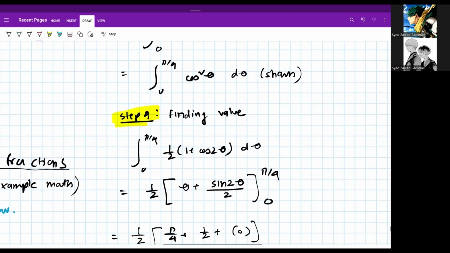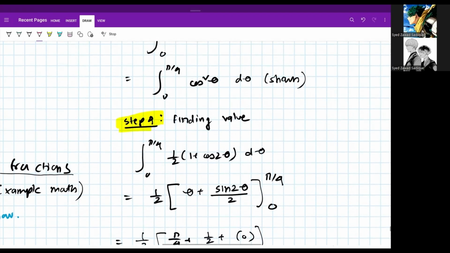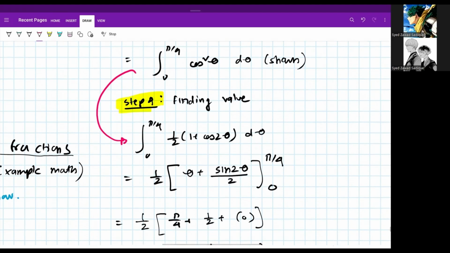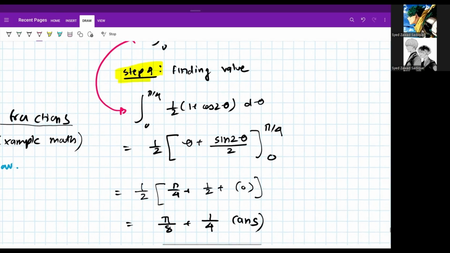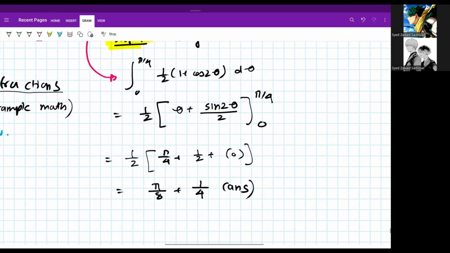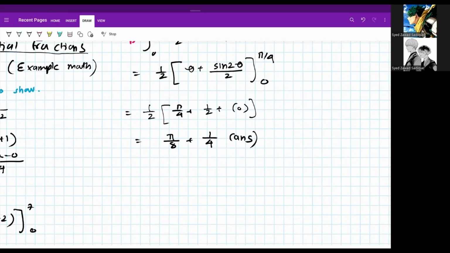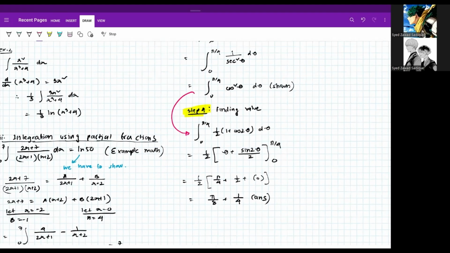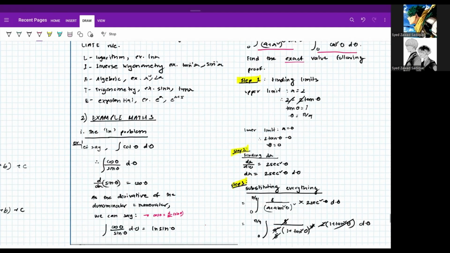Now finding the exact value. We know that cos squared theta can be written as half times 1 plus cos 2 theta. Taking half common and integrating it, 1 becomes theta and cos 2 theta becomes sine 2 theta by 2. Then we insert the values to get pi by 8 plus 1 by 4. So this is how it is done.